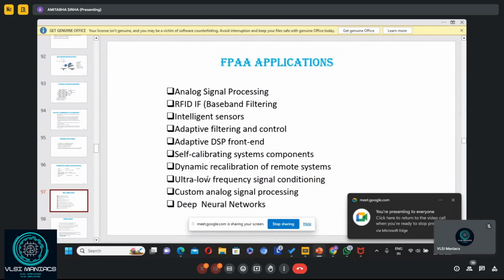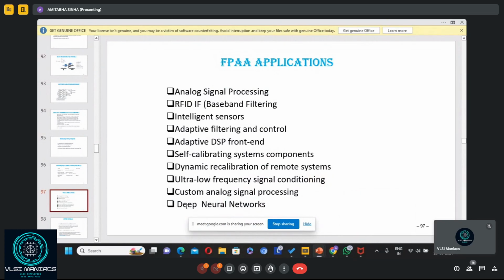So there are many other applications. All these are most important is what I'm saying, deep neural networks. Now, why deep neural networks? Our intention of this lecture is ultimately to derive an architecture for neural networks and artificial intelligence. Now, in neural networks, we don't require that kind of accuracy that we require for digital signal processing.